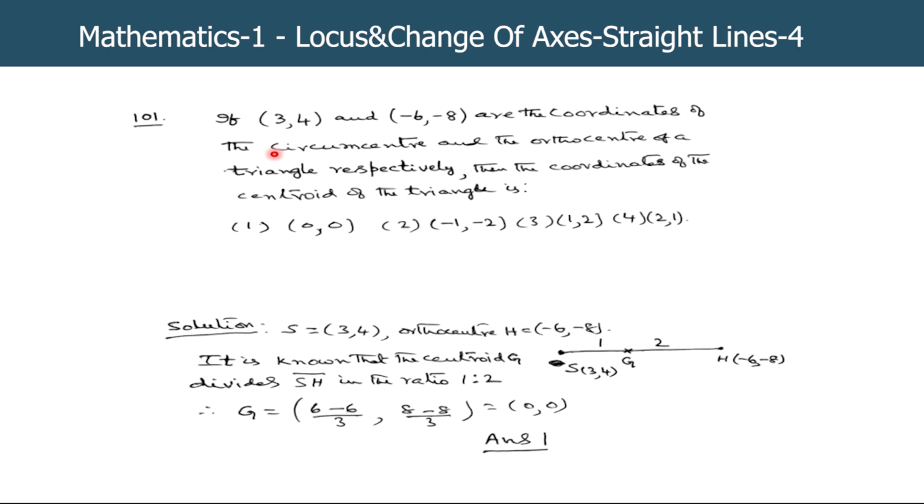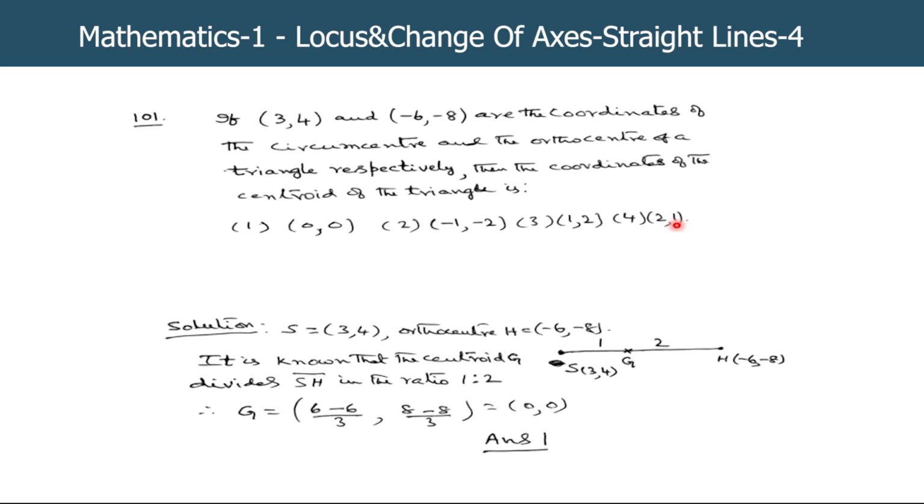If 3 comma 4 and minus 6 comma minus 8 are the coordinates of the circumcenter and the orthocenter of a triangle respectively, then the coordinates of the centroid of the triangle are: 0, 0; minus 1 comma minus 2; 3, 1 comma 2; and 4, 2 comma 1. And in your elementary geometry or in the classroom, you know that the centroid of a triangle divides the segment joining the circumcenter and the orthocenter in the ratio 1:2.